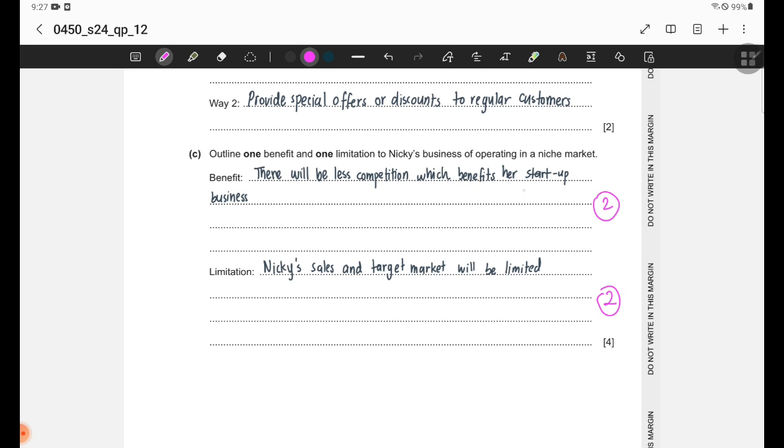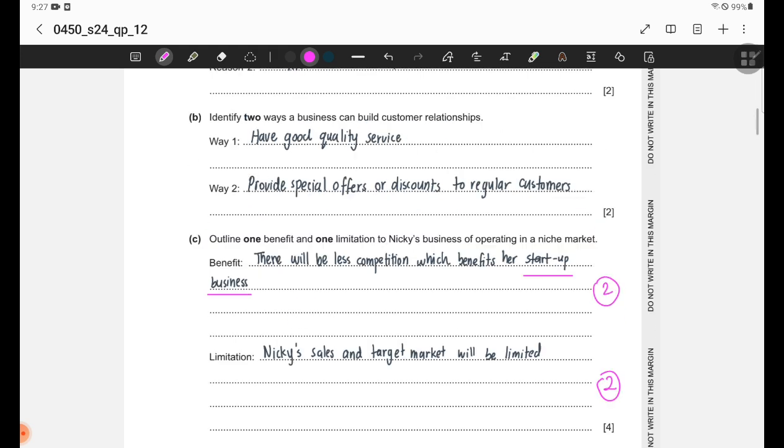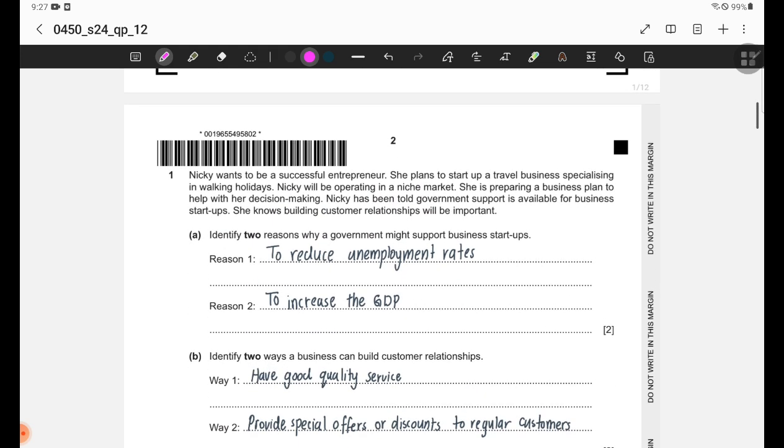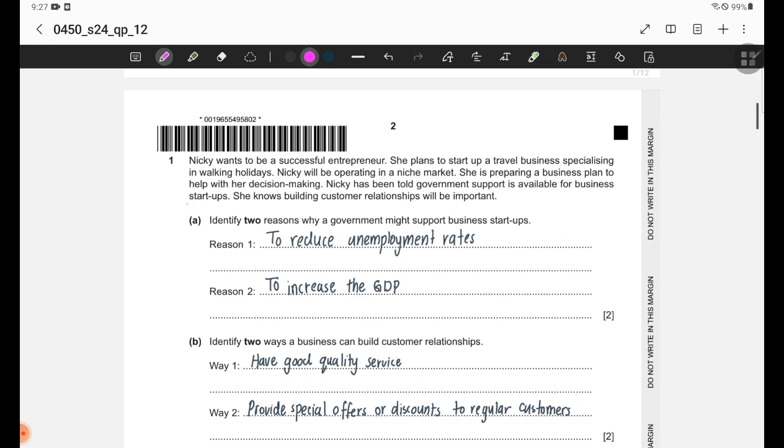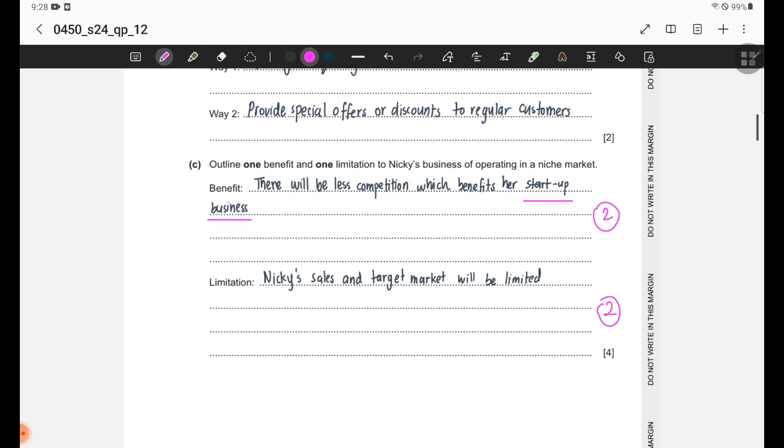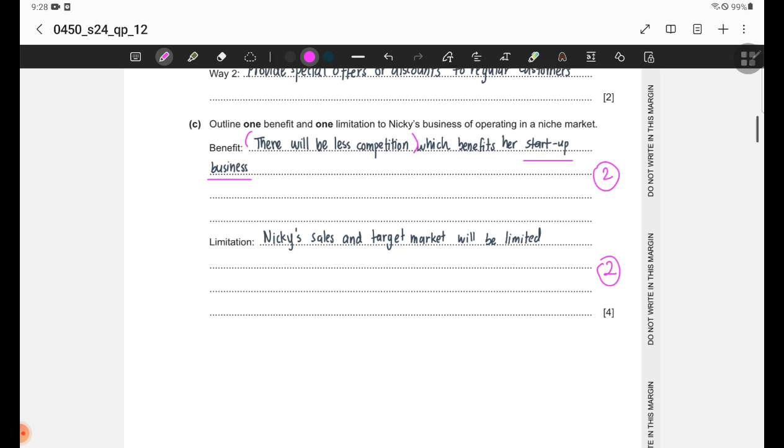So here is our application, the term startup business, and why? Because it's here. I believe I saw it somewhere. Yes, here. Okay, and this is your main answer, which is the benefit.